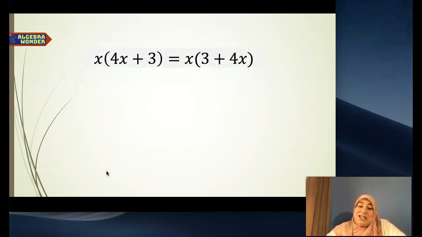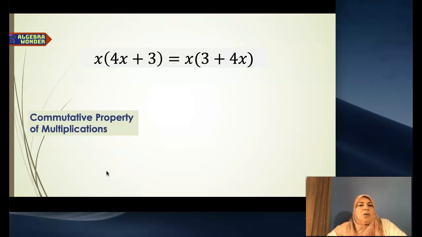Okay, so now I'm going to challenge you. I have these two expressions here. x(4x + 3) and x(3 + 4x). So these two expressions are equivalent, meaning the same. Okay. So what commutative property do I have? Do we have commutative property of multiplication, or do we have commutative property of addition?